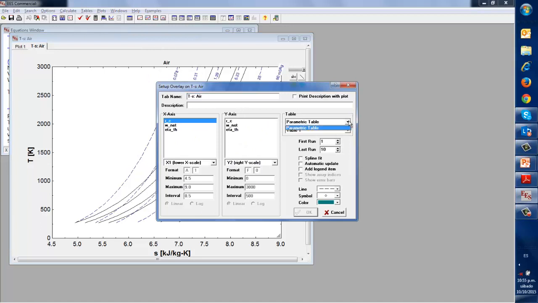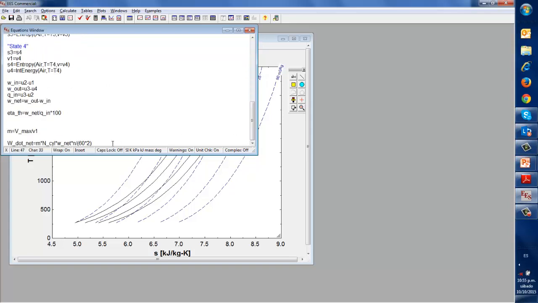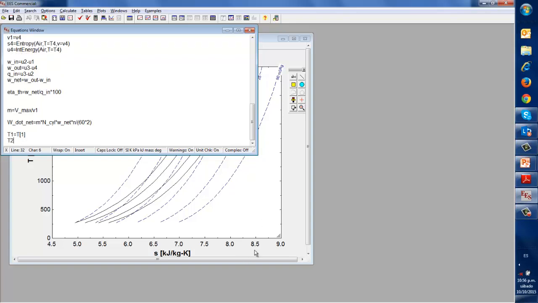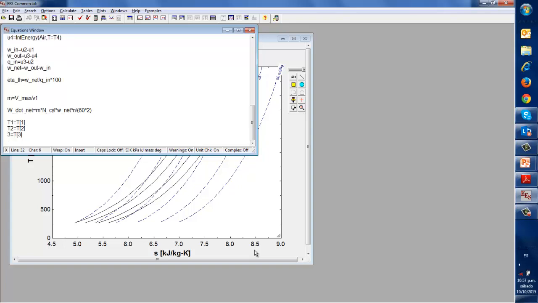Now, if I want to overlay this plot, I notice that I can use a parametric table, but in my parametric table, I don't have these results. So what I'm going to do is convert my results to an array table. We can do it like T1 equals T1. These brackets show that they are an array table, so T2 equals T2, T3 equals T3, and T4 equals T4.